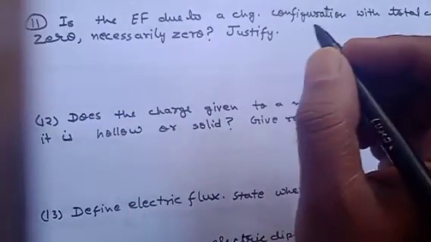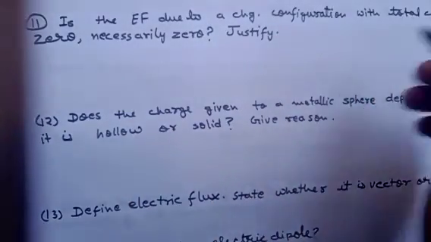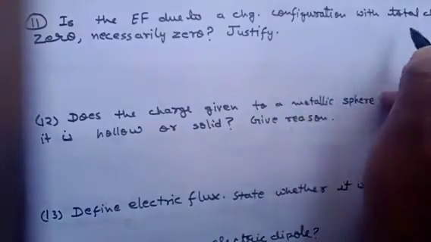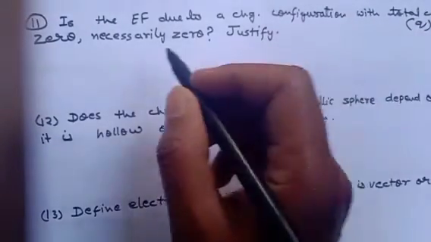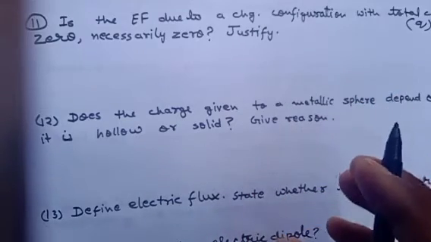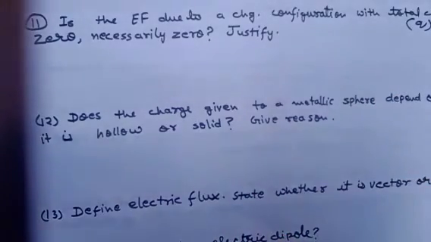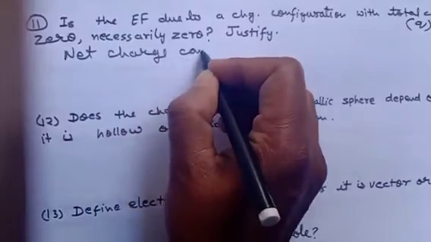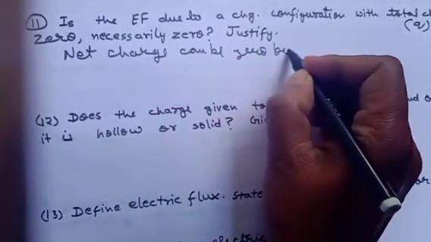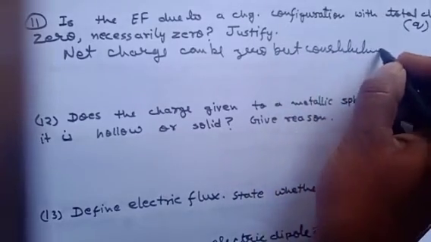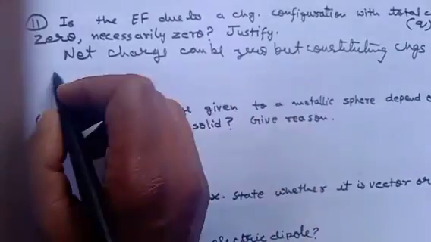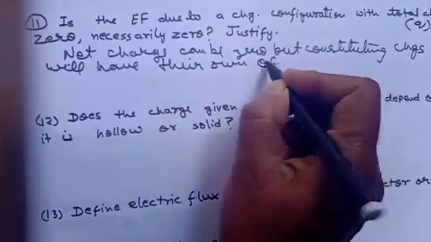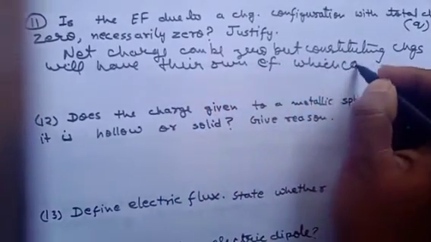Alright, is electric field due to a charge configuration with total charge 0 necessarily 0? Total charge Q. Total charge 0 necessarily 0 means if a system has total charge 0, then the electric field is necessarily 0 or not. The answer is net charge can be 0, but the constituting charges will have their own electric field, which can be non-zero.